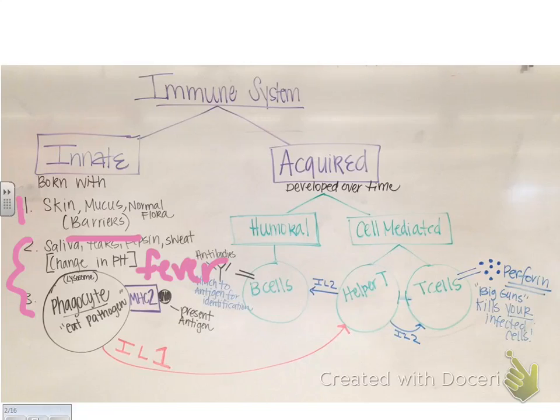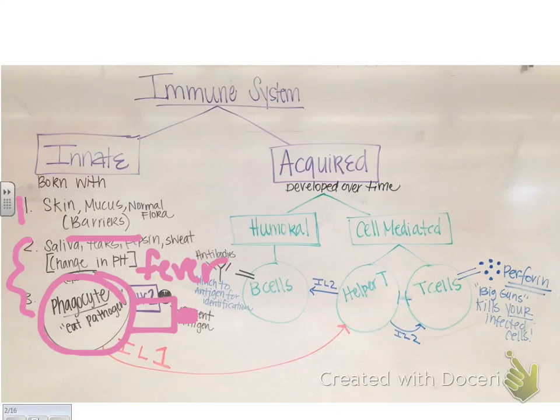Okay, and then your second line of defense is your phagocytes. So really what that is like, if a virus were to get through number one, get through the saliva, get through the fever, then it's up to the phagocytes to take over. Okay, and then the phagocytes, we know, have the MHC2 molecule on the surface with its antigen.